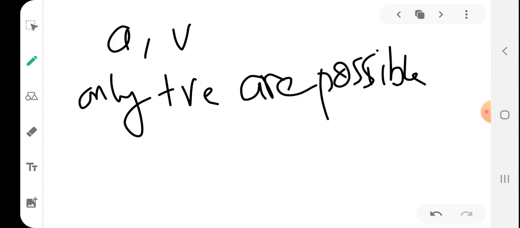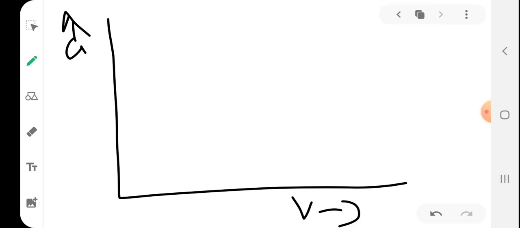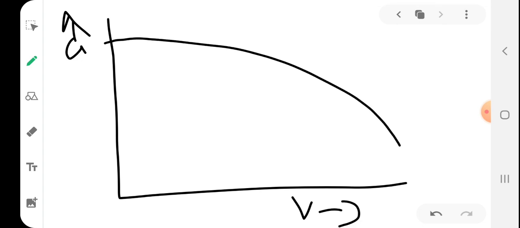So the ellipse will be in this way. This is a, this is velocity. The ellipse will be in this form only. A first quadrant ellipse is only possible because a and v can only be positive values. If they could be negative, the complete ellipse would be possible. This ellipse is known as the Prandtl velocity ellipse or adiabatic velocity ellipse.